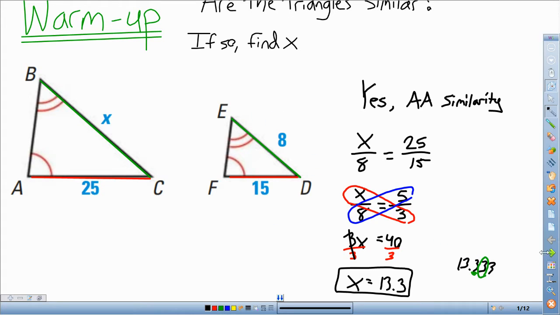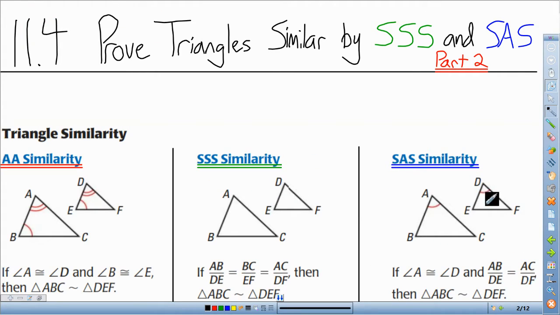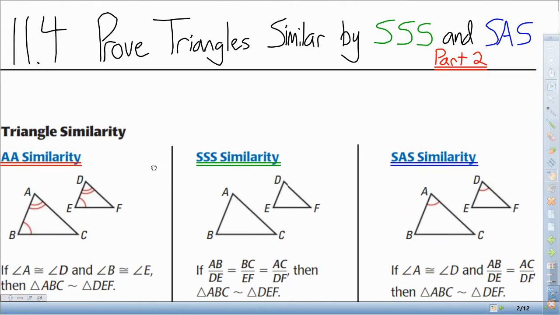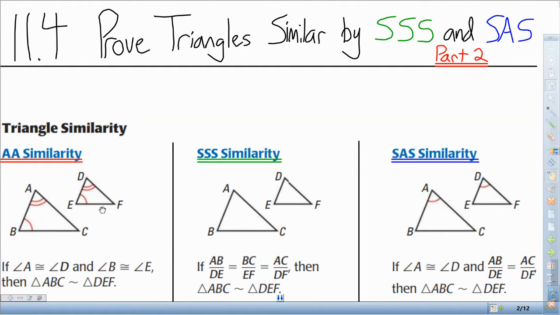Okay, so here's the big thing today. We're looking at what's called side-side-side and side-angle-side similarity. And also here is the angle-angle similarity. So let's see, I guess I can fit all this on one slide. All right, go ahead and get the title. I would suggest getting angle-angle similarity, even though this is what we learned last section. It'd be nice to have all three of our rules in the same spot.